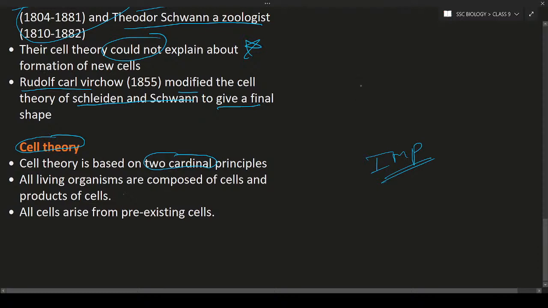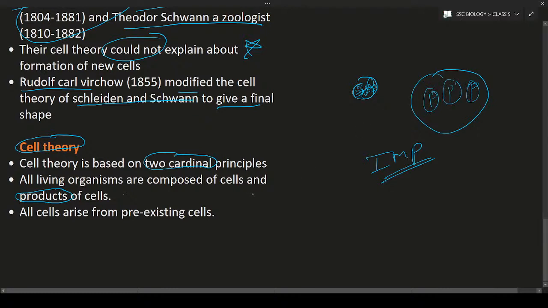So if you take a cell, if it is a plant cell, what is the plant cell going to contain? The plant cell is going to contain some sugars. It is going to contain proteins. It is going to contain vitamins, etc. It is also going to contain DNA, etc. So it means the cell is going to contain the products of the cells. What are the products? Products like DNA, RNA, sugars, proteins, vitamins, etc. So the cell contains all the products of the cells. So this is one principle.